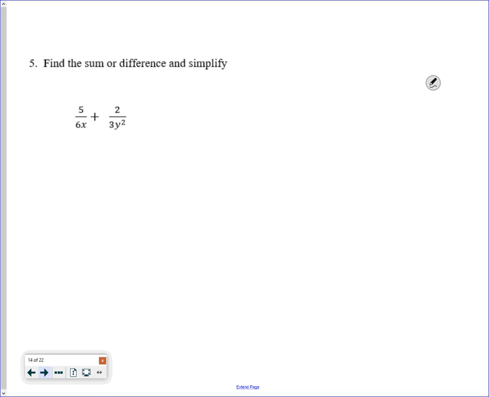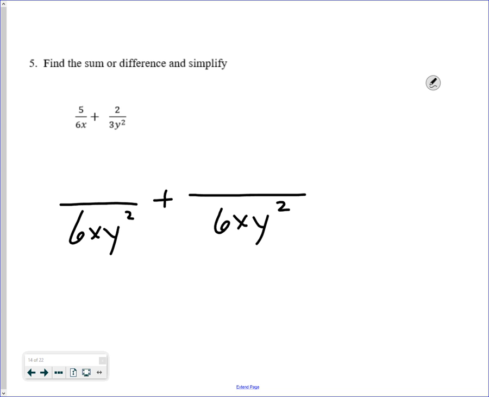Adding gets a little bit more complicated. In order to add and subtract, you must have a common denominator. In order to have a common denominator, you have to come up with the least common denominator between 6x and 3y squared. So 6x y squared. Because they're binomials, you have to look at them individually.